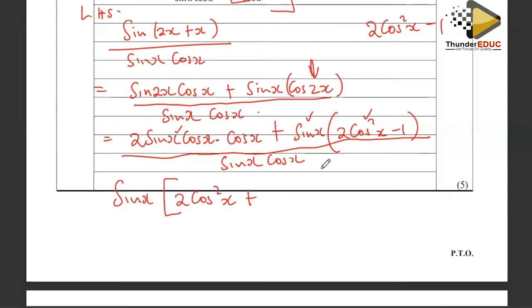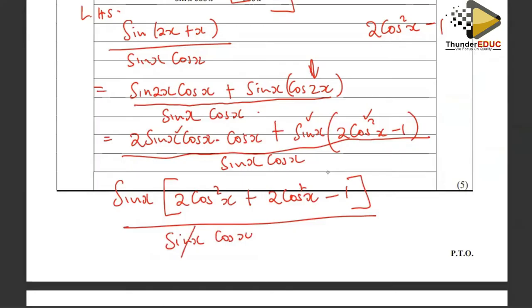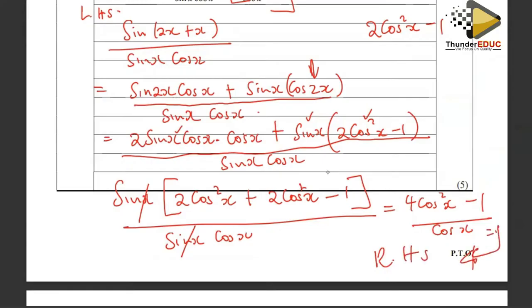Does it make sense? It should make sense. Okay, so we're having 2 cos squared x, and then we are subtracting a 1. This is all over sine x cos x. So this cancels that. 2 cos squared gives me 4 cos squared of x minus 1 over the cos of x. So that is equal to the right-hand side.